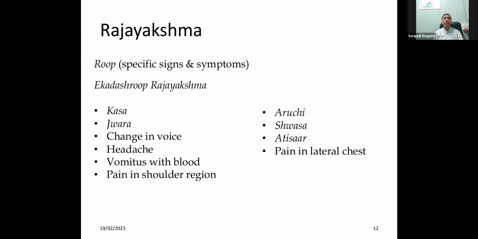So pain in the lateral chest and pain in the shoulder region indicate involvement or vitiation of the affected organs, which are majorly the lungs and heart. So it is causing problems to the functioning of the heart and lungs. Hence, you can see pain in the lateral chest and pain in the shoulder region as signs and symptoms in Ekadasha Rupa Rajakshma.